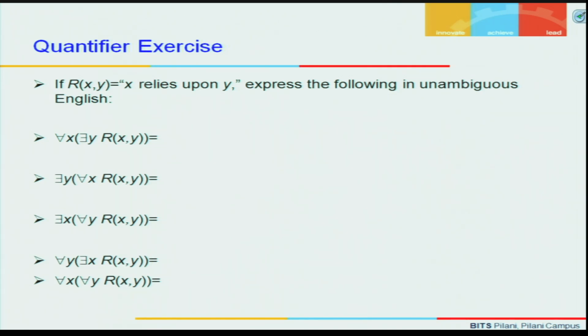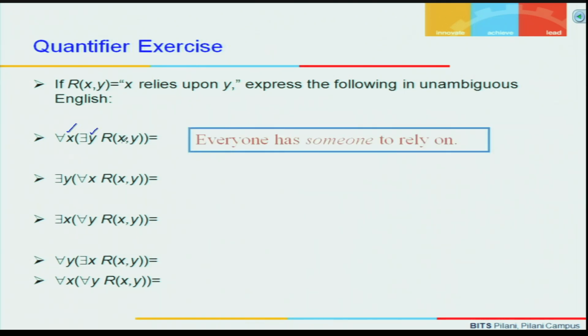Then what does it mean by for all x there exists y Rxy? It means that for all human beings there is another human being whom they rely upon. Precisely speaking, in English it is something like this: everyone has someone to rely on. This is the English equivalent of the predicate statement that we just spelled out some time back.